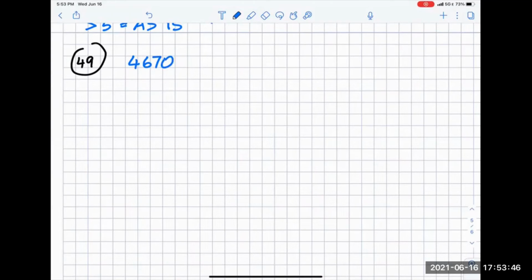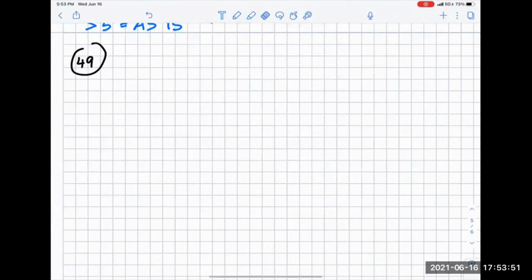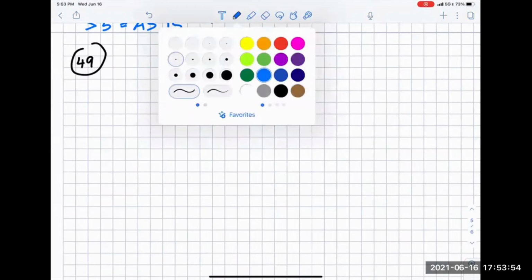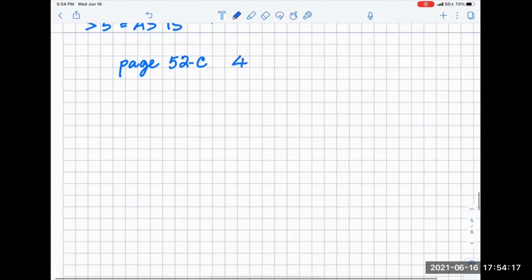Okay, so let's do this one. This is 49F from the book. Let's do this page number. I know some people told me about the ebook. There are some discrepancies in the page numbers, but the questions are still the same. So page 52C, problem number 49, and we'll do F. Let's do this first.